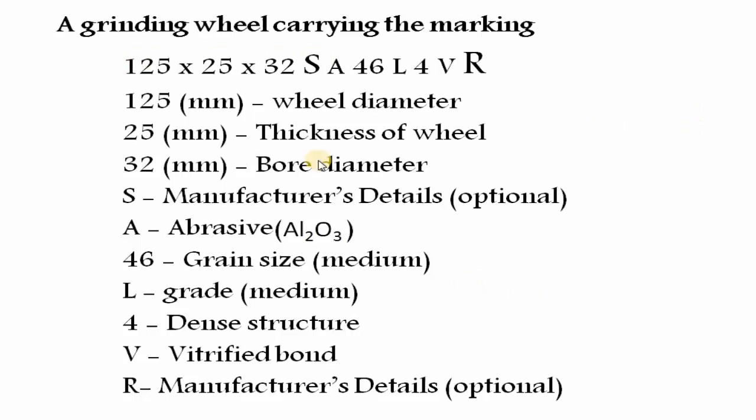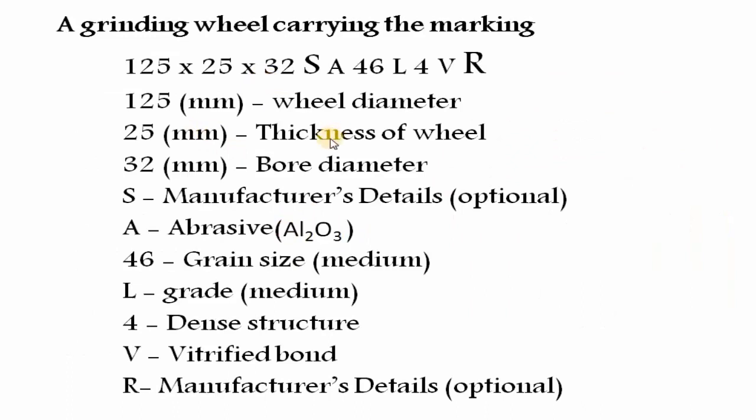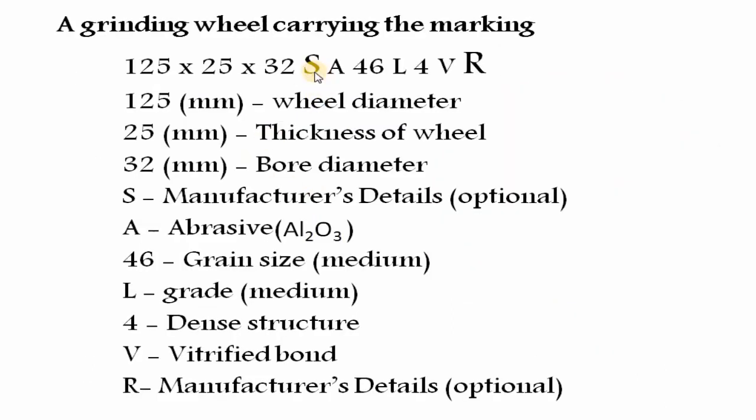Consider a grinding wheel carrying this marking. 125 is the wheel diameter, the outer diameter. 25 is the thickness of the wheel. 32 is the bore diameter. S and R is the manufacturer's code, which is optional. In this case, aluminum oxide abrasives are used. 46 grain size is medium. L grade is a medium grade of the grinding wheel. Dense structure: these types of grinding wheel are mostly preferred for smooth cutting, and are mostly suggested for non-ferrous materials to get a good appearance.